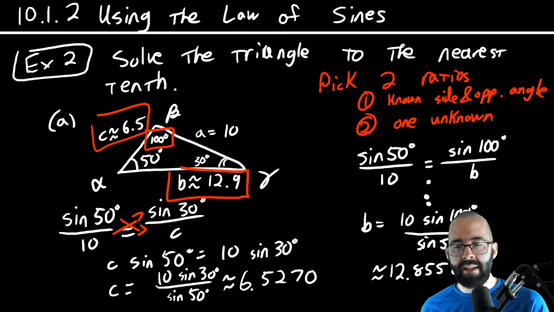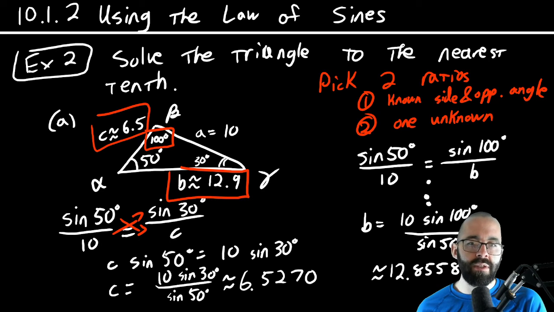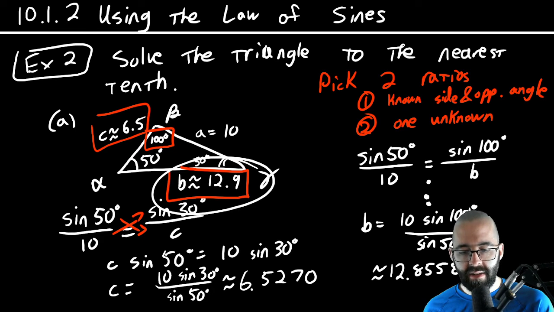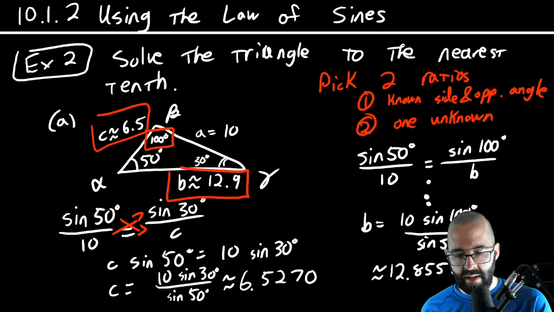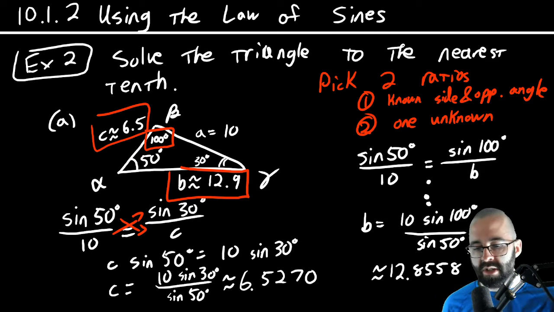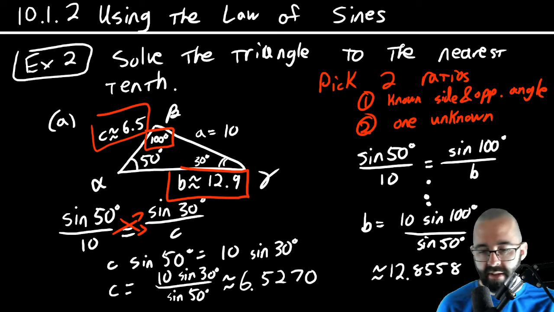Oh, real quick. One thing that's a good idea: law of sines says that the side lengths are proportional to the angles. So when you finish your answer here, you should check. 100, that's the biggest angle. This should be the biggest side. And it is. All right. It's 30, that's the smallest angle. This should be the smallest side. And it is. They're proportionate to the sine of the angles.